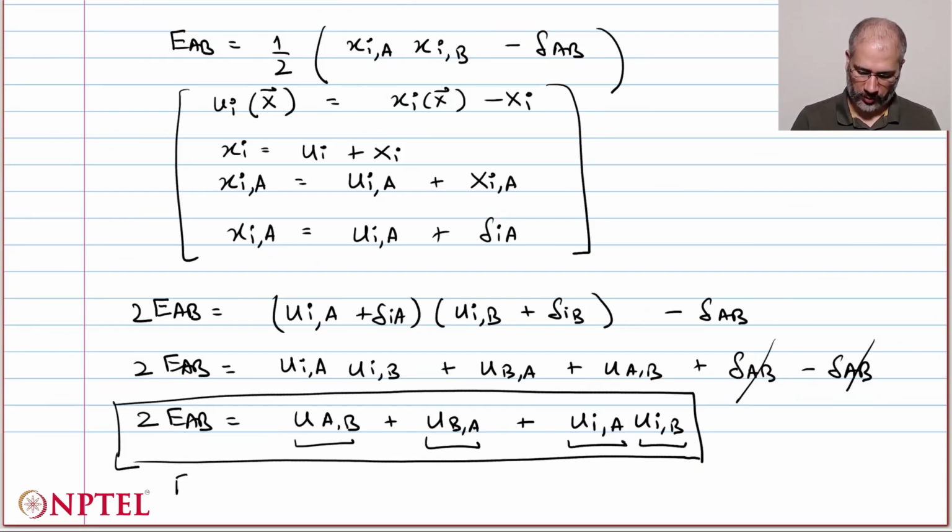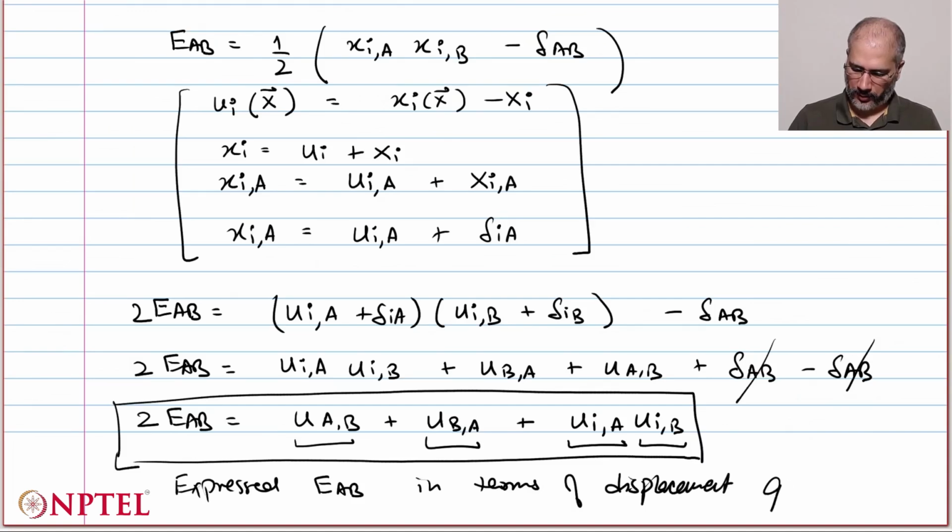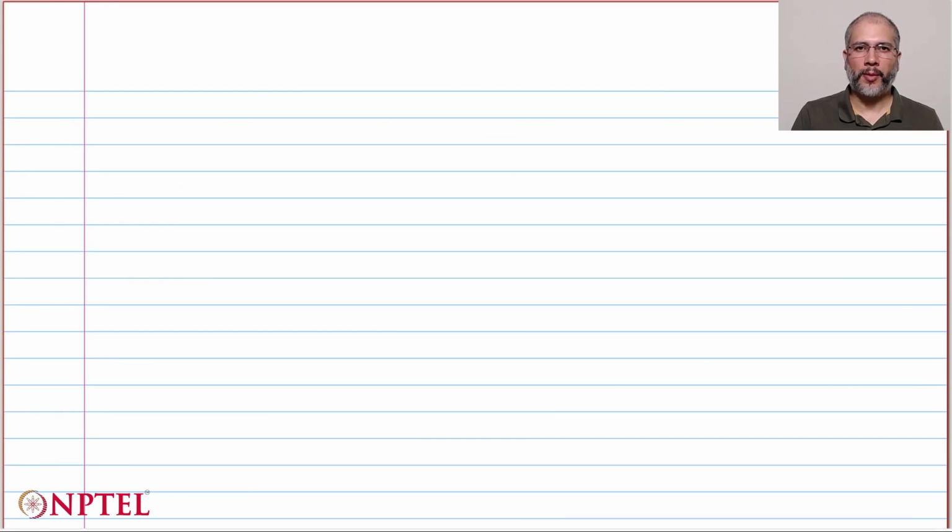So we have expressed the Lagrangian finite strain tensor in terms of displacement gradients. Now we've been talking about the Lagrangian finite strain tensor, but similarly we can also express the Eulerian finite strain tensor, which was EIJ, in terms of the displacement gradient tensors.